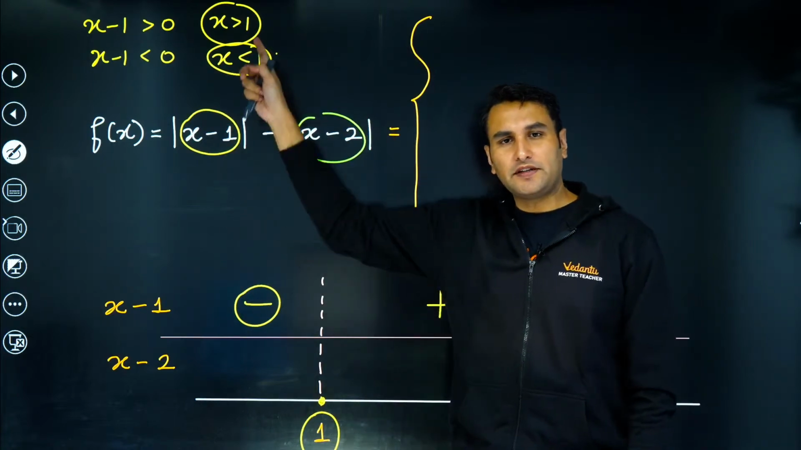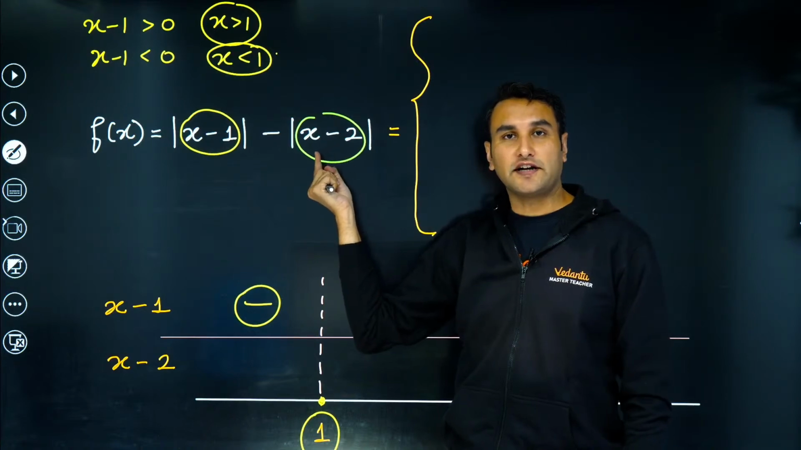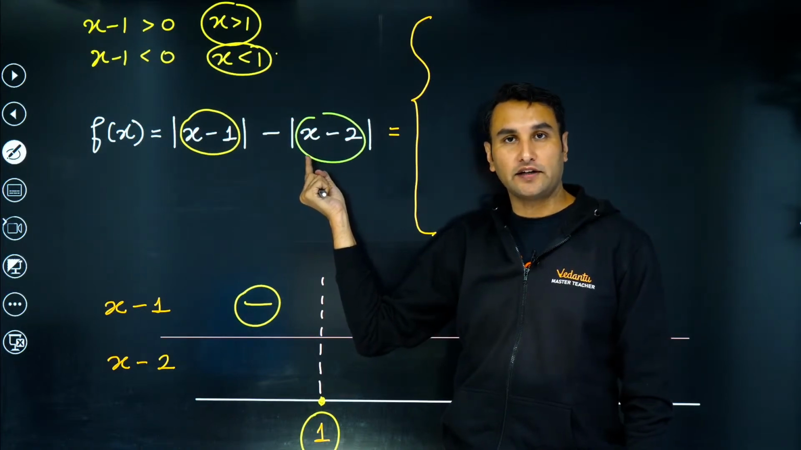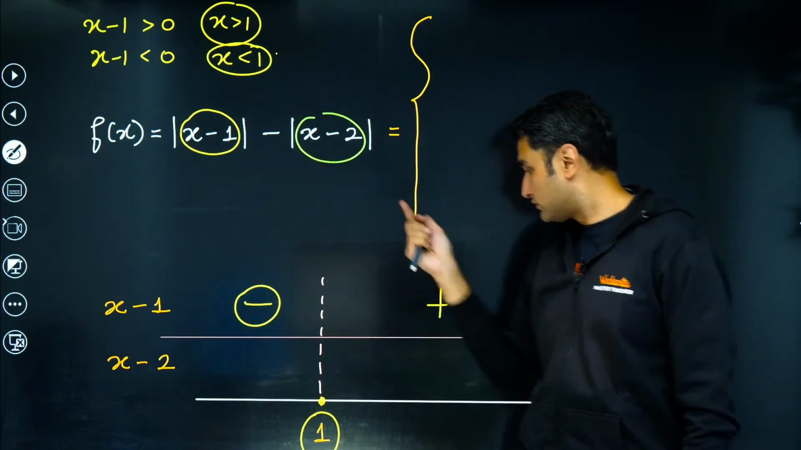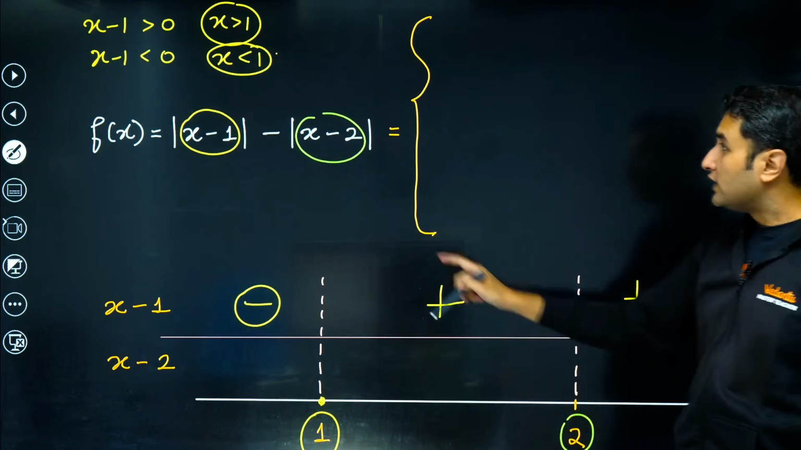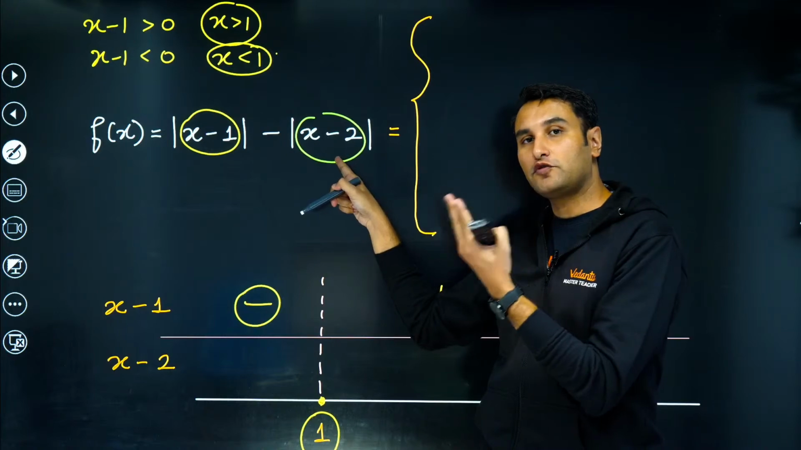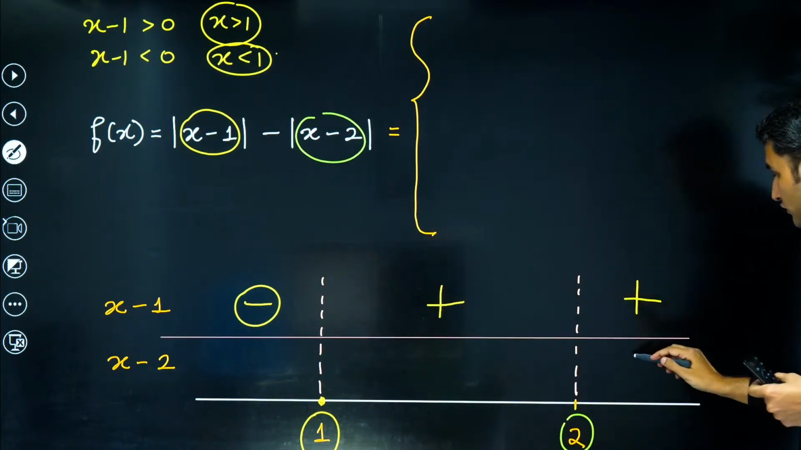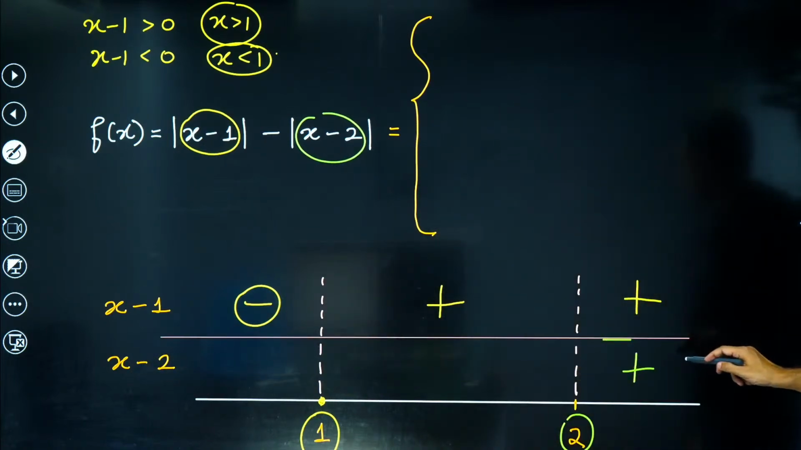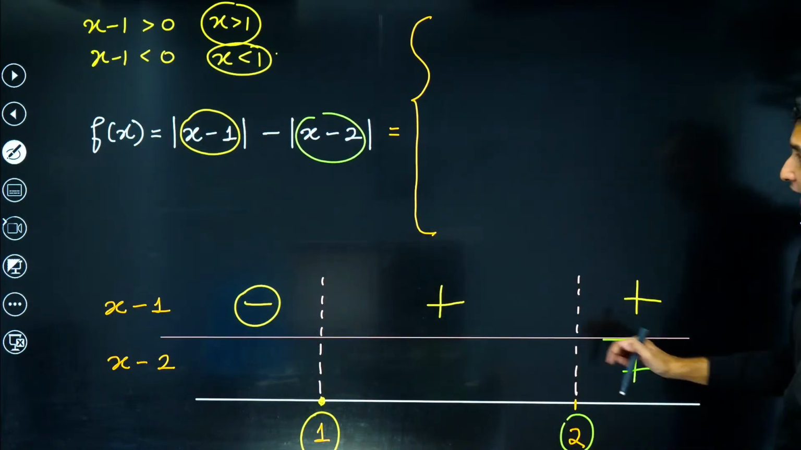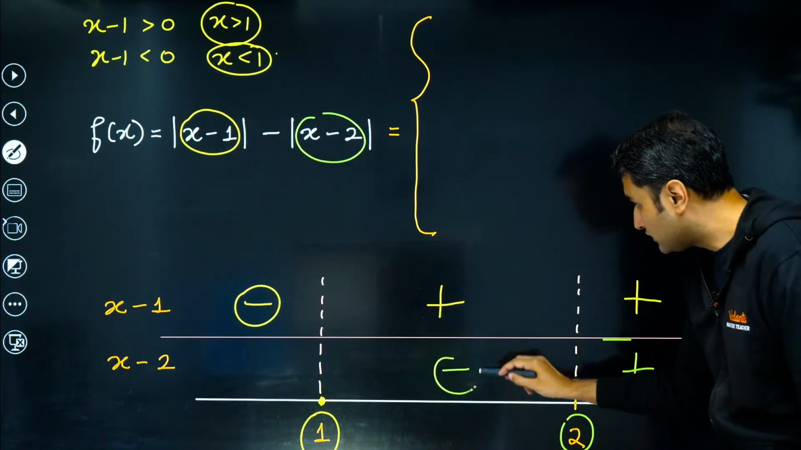Now similarly, let's look at the sign of x minus 2. Same. Should I repeat the same calculation? No, you can do it. What is its critical point? What is the critical point of x minus 2? 2. So where is this changing its sign? 2. Exactly like this. It was positive to the right of 1. It is positive to the right of 2. x minus 2 is positive towards the right hand side of 2, and it is negative towards the left hand side of 2.